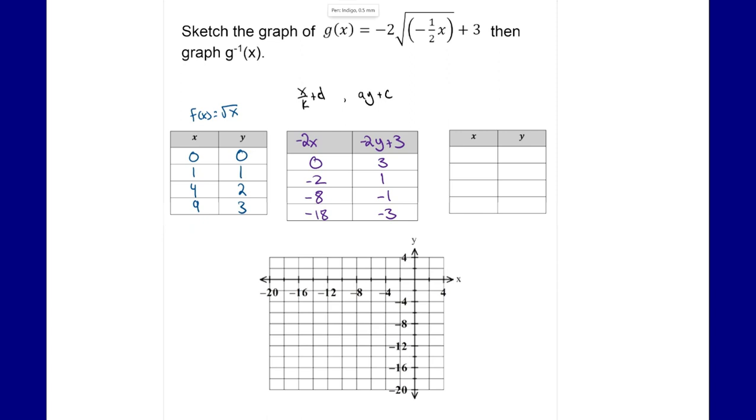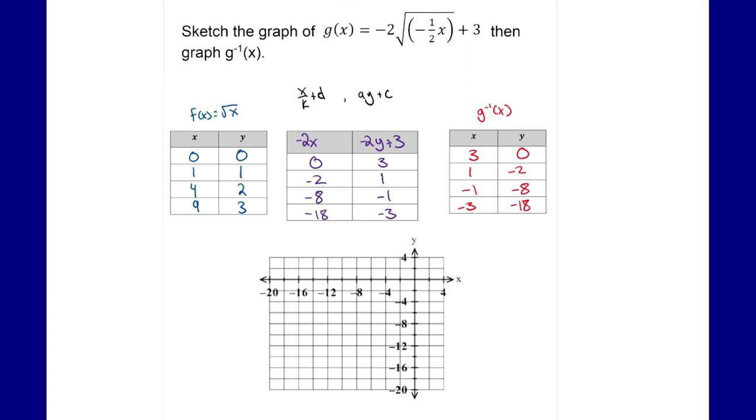And then I can graph the inverse. So for the inverse we'll be just switching everything. So 3 and 0, 1 and -2, -1 and -8, -3 and -18. Change the colors, keep it consistent. And then we wanted to graph the transformed function and the inverse of that.